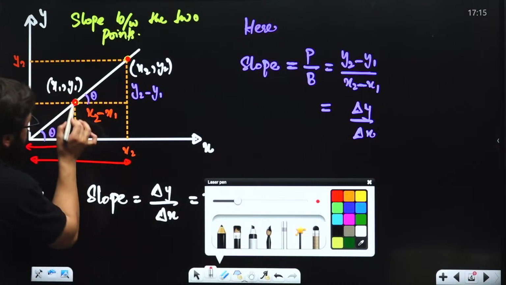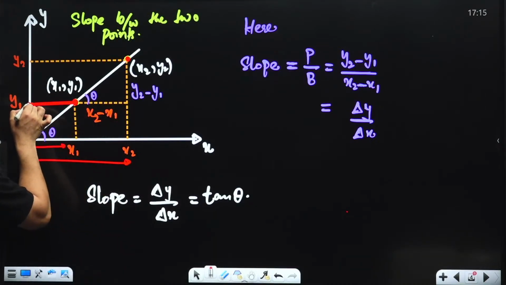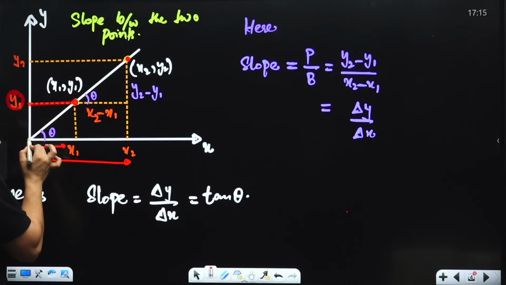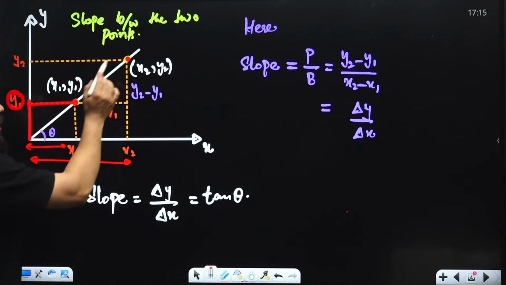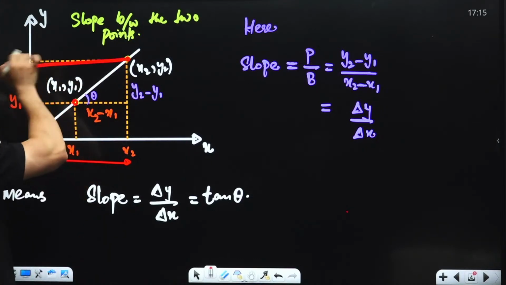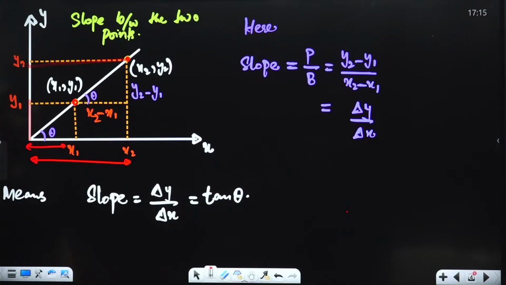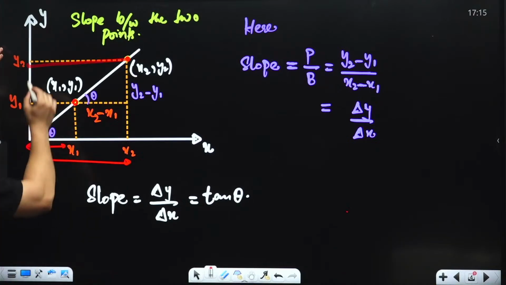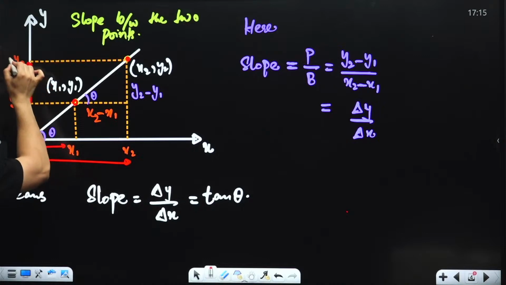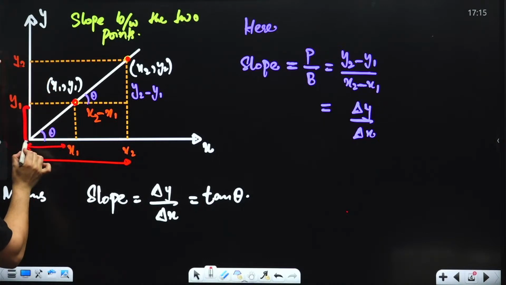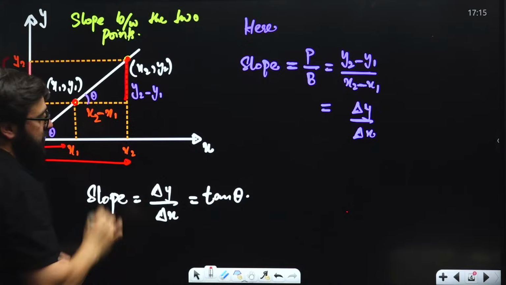Similarly, we will draw one line on the y-axis. Let it be y1. It is at y1 distance from origin. We'll draw another line from this point at this axis. This is y2. Can you tell me how much will be this distance, sir? Whole is y2. This is y1. So this will be y2 minus y1.